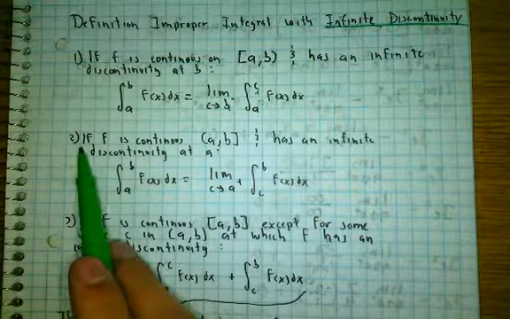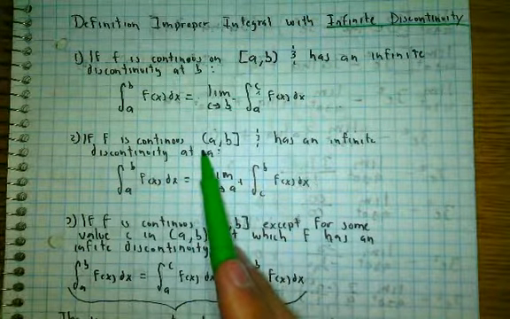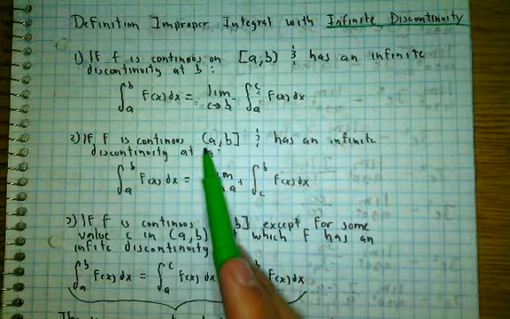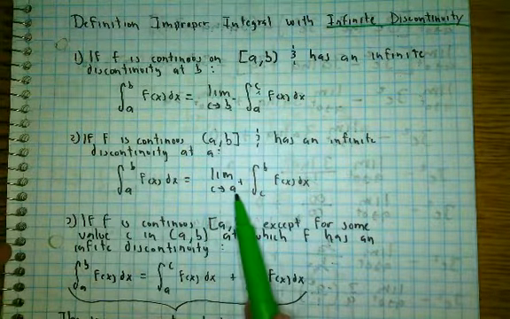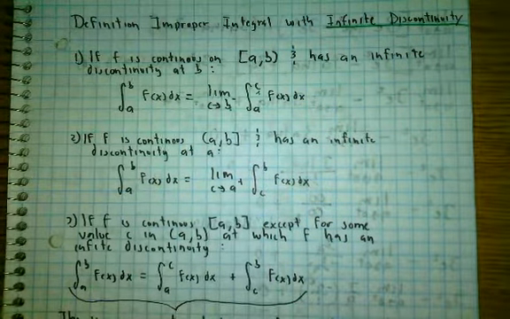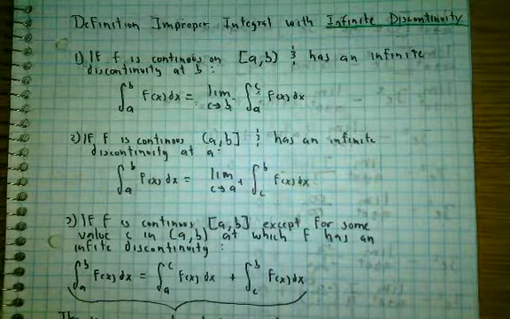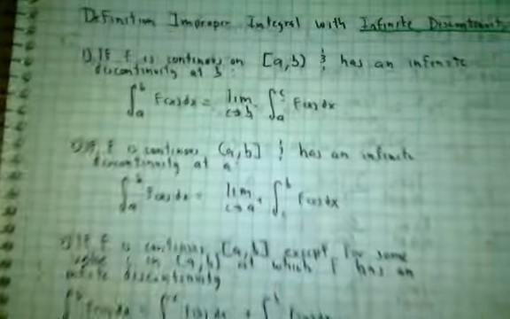Same situation, but now let's talk about what happens if the asymptote is right at the beginning, so at a. Well, it's the exact same thing, but this time you're going to have to approach it from the right-hand side. You with me? Yes, sir. Yes, c approaches b from the left.